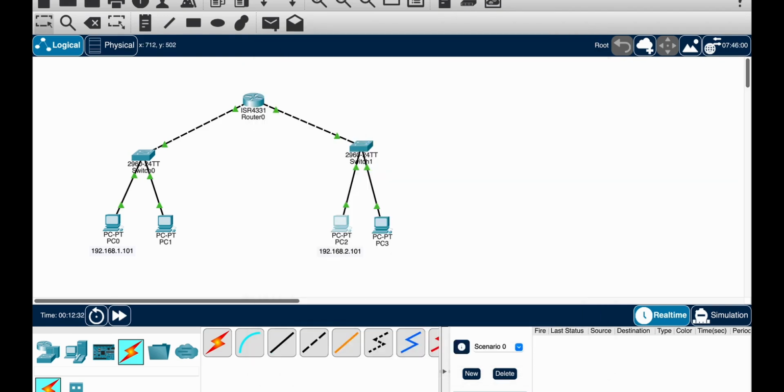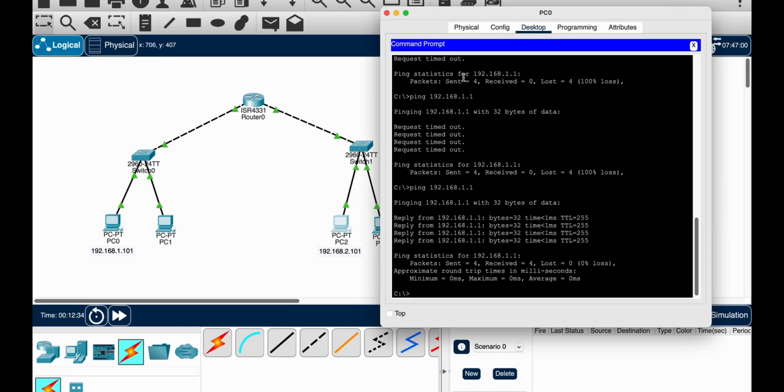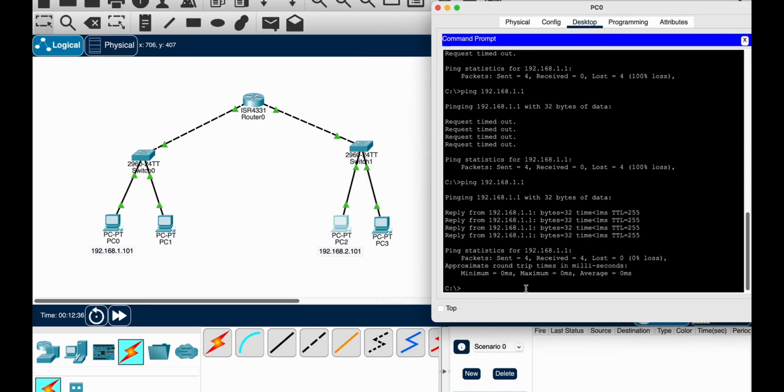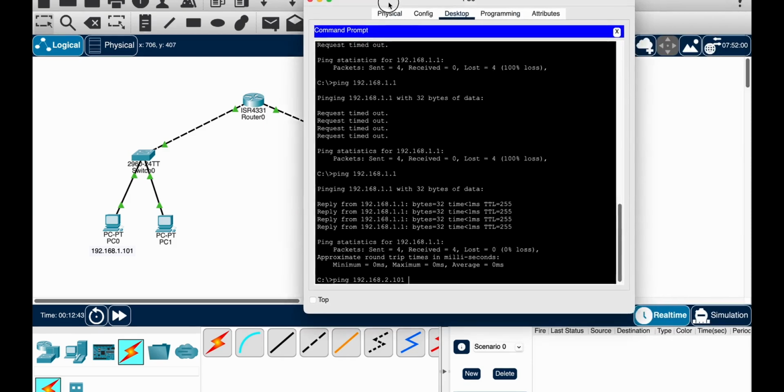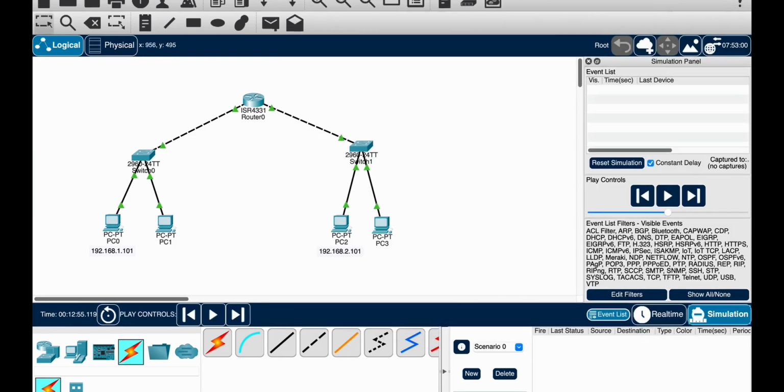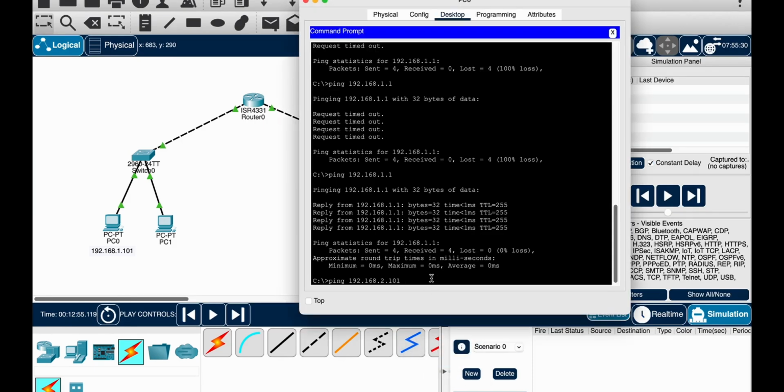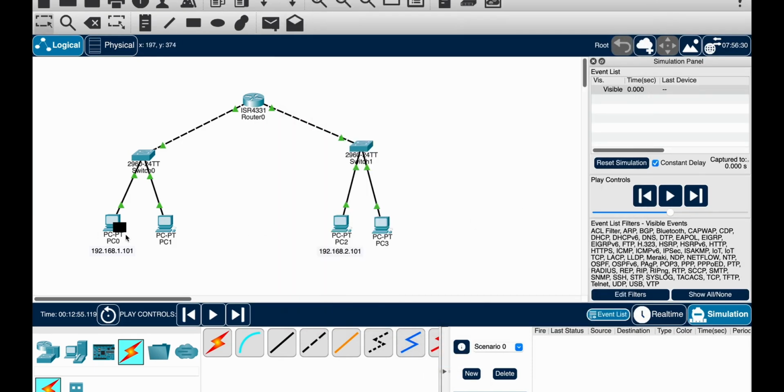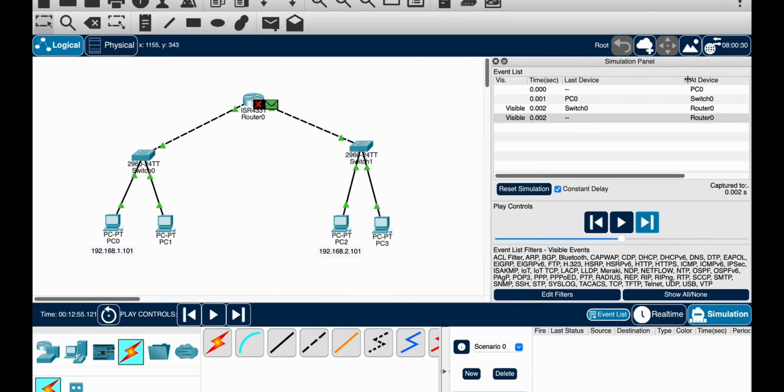And now let's go ahead and do the communication between PC0 and PC2. So from LAN 1 to LAN 2. So let's say ping 192.168.2.101, and let's go to our simulation mode over here and do the ping. So PC0, click on enter. You will see that a packet is going to be created over here. So let's move this out over here, and you will see that our ICMP packet has gone out from PC0.